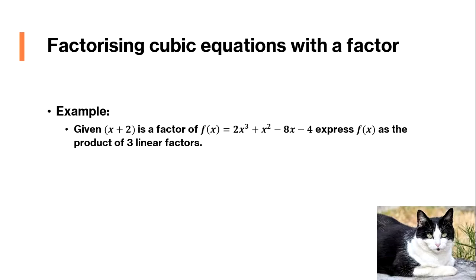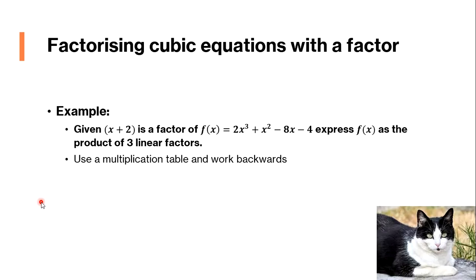Given x plus 2 is a factor of f of x equals 2x cubed plus x squared minus 8x minus 4, express f of x as the product of three linear factors. So it wants us to write it as three sets of brackets, essentially. We have our first set of brackets, it's given us the x plus 2. Also, I've just realised I've not turned my laser pointer on, that would be useful.